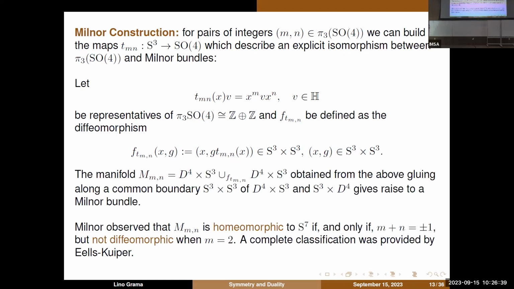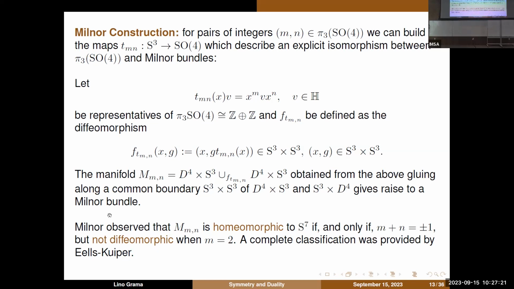I consider D4 cross S3, a union glued by this function. This is a manifold M_{m,n}, depending on these integers, glued along this boundary. This gives rise to the total space of this Milnor bundle. At this point maybe it is not clear, but in a second I will give another explanation about this. For now this is sufficient, and I will come back to it in a second.